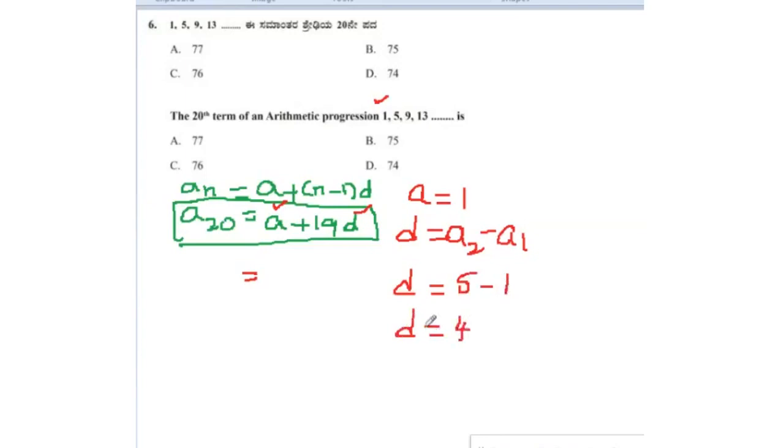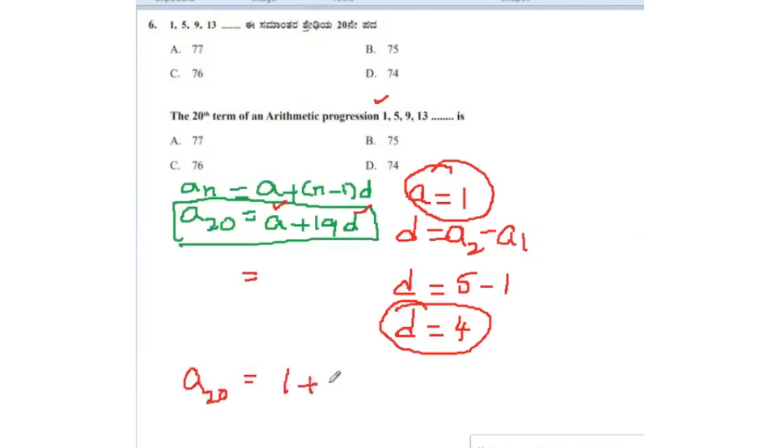So D is 4, and we are going to replace the A value and D value in the 20th term formula. So A20 is equal to A plus 19D, where A is 1 and D is 4. So 1 plus 19 fours are 76. 76 plus 1 is 77. Correct option among A, B, C, D is A.